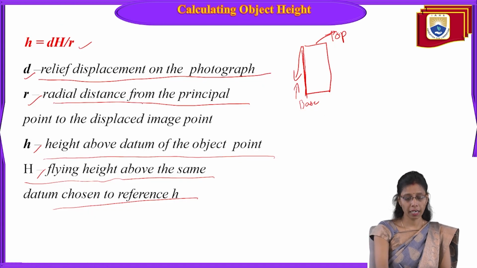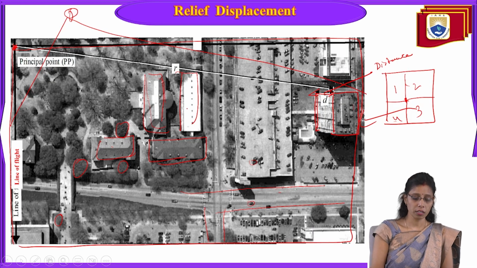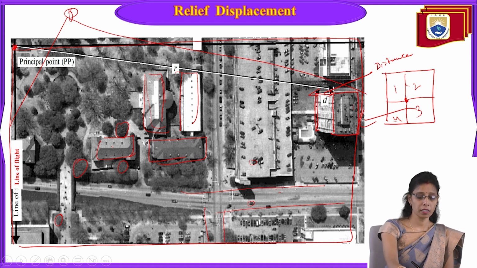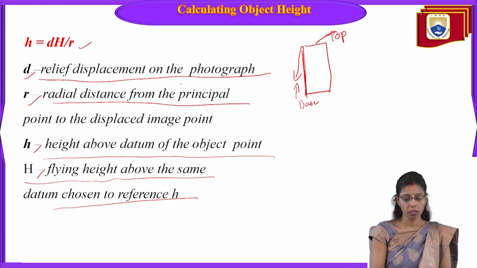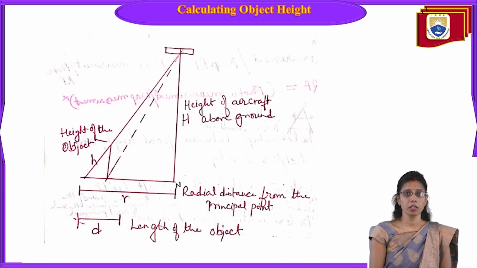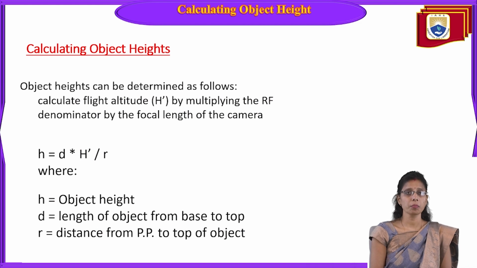Now R is the radial distance from the principal point. So what is R here? As I told before, if this is the principal point in this photo, you just have to draw a line from the principal point to this object. That will be the radial distance from the principal point. Now h, this you have to find: the height above the datum of the object. We will know the flying height of the aeroplane. In the next slide, I'll show you with an example.